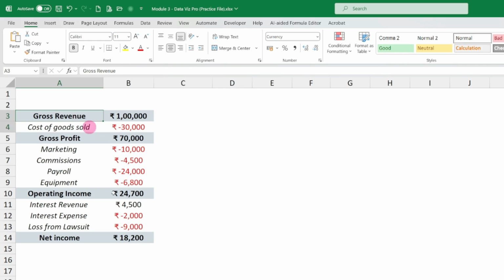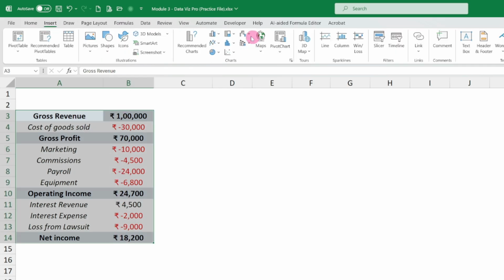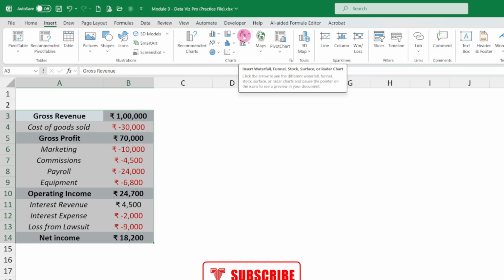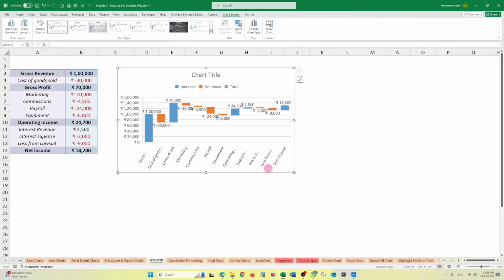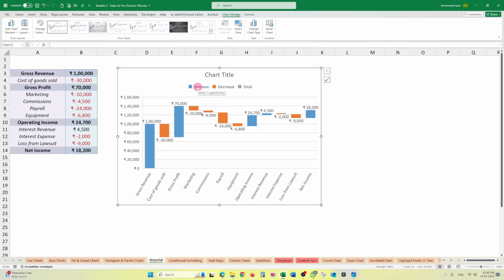Select the data, then go to Insert, and then we have this waterfall chart. Insert here and then click on waterfall chart. Here there are three colors: whenever there is an increase, the chart shows blue, and when there is a decrease, a minus value, it shows orange, and when there is a total, it is gray. But here there is no total.